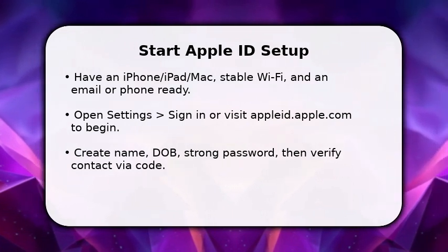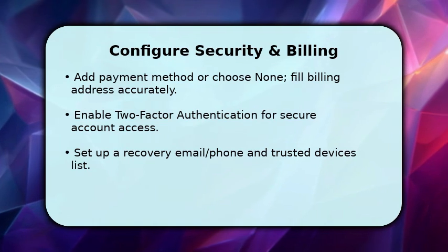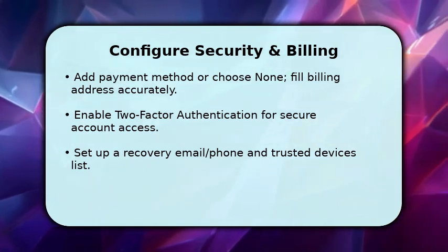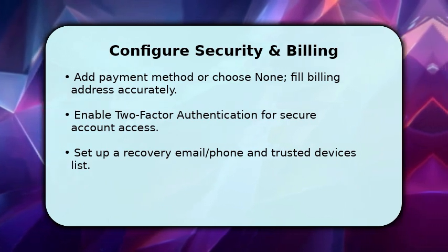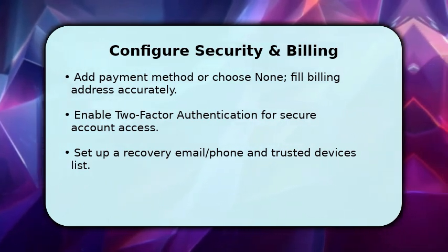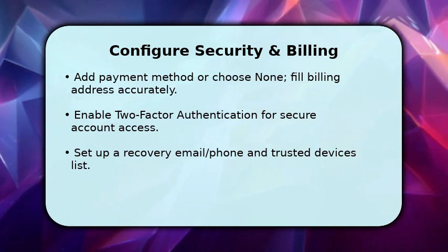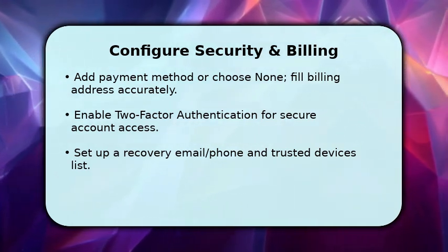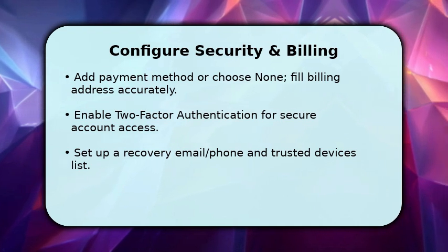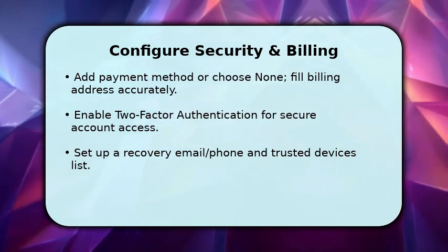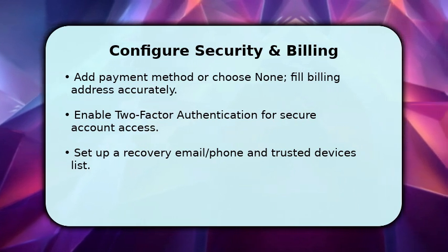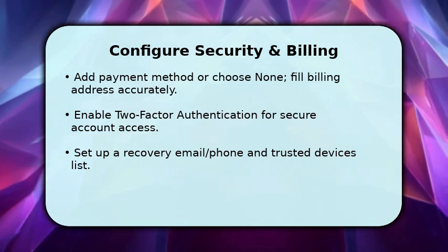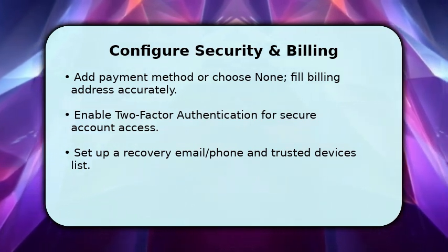contact details are correct. Next, you handle the middle steps that matter: payment, security, and recovery. Go to Payment and Shipping to add a card or select None. Accurate billing prevents purchase errors. Then enable two-factor authentication. This keeps your account safe by requiring a code when signing in on new devices. Set a recovery email or phone and review trusted devices so you can regain access if locked out. Finally, check iCloud settings for contacts, photos, and backups to align syncing with your preferences.